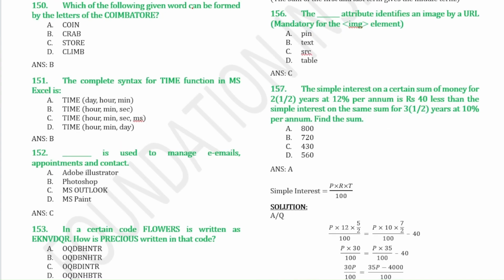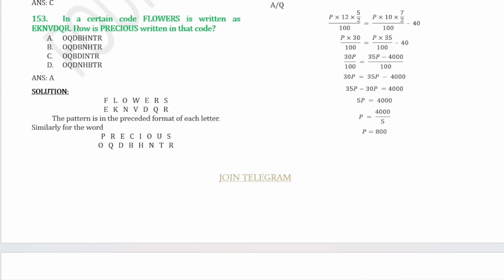Next question, which of the following given words can be formed by the letters of the given word? So prep can be formed. The complete syntax for time function in MS Excel is hour, minute and second, there is no day. Dash is used to manage emails, so MS Outlook.